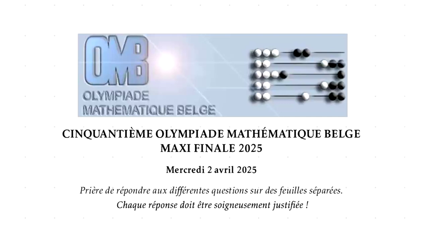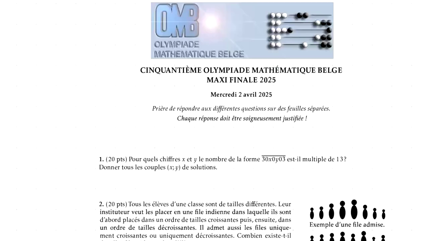Today we're going to finish the last session about the Mathematic Olympiad in Belgium, the Maxi level. Today we're going to introduce 4 problems in the finals of the Maxi level. The students in the 5th and the 6th year in high school are allowed to participate in the competition on the Maxi level. So the first question is something about divisibility.